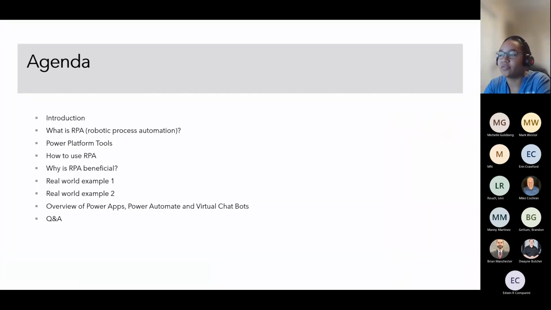Here's the agenda. I'll start off with an introduction, although Dwayne kind of did that for me. I just want to review what RPA is, so we're all on the same level playing field. The Power Platform tools that we utilize here at Flexware, how to use these tools and why ultimately RPA is beneficial. And then I'll share two real-world examples. The first one is already recorded, but the second one is live. And so I'll talk through both of those processes as you see them. And then I'll give an overview, a little deeper dive into some of the other tools that we have as well. And then I will leave some time for some Q&A towards the end.